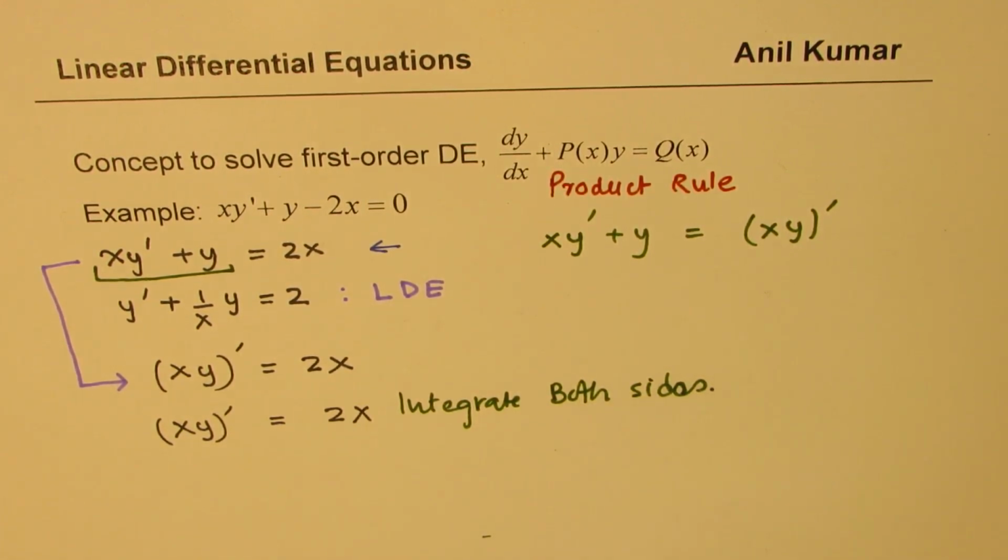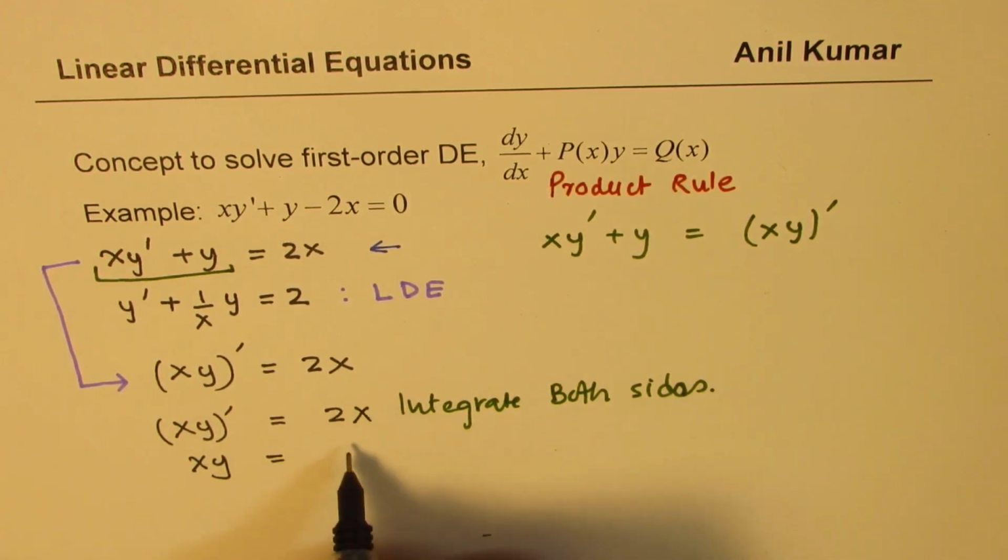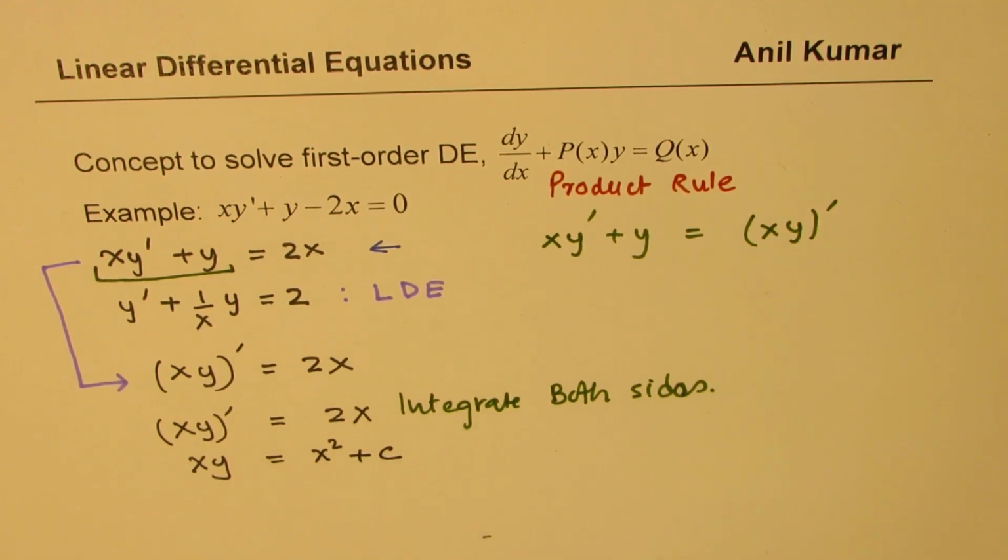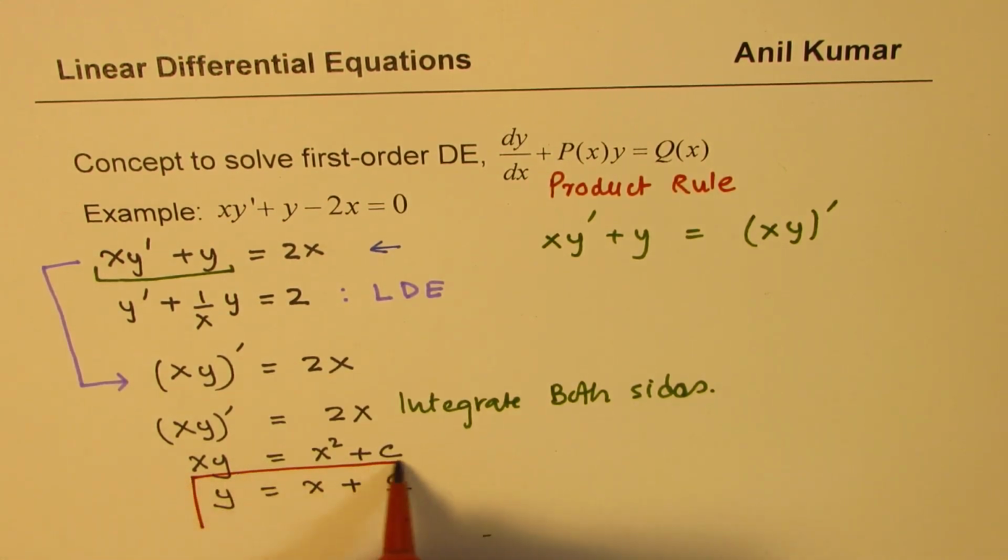Then what we get here is xy equals x squared divided by 2, and this is 2, so we get x squared plus c. Correct? So we get our solution. And we can isolate y and write y as x plus another constant, c over x. Anyway, so you could write this y as x plus c over x. So that becomes the solution for us.